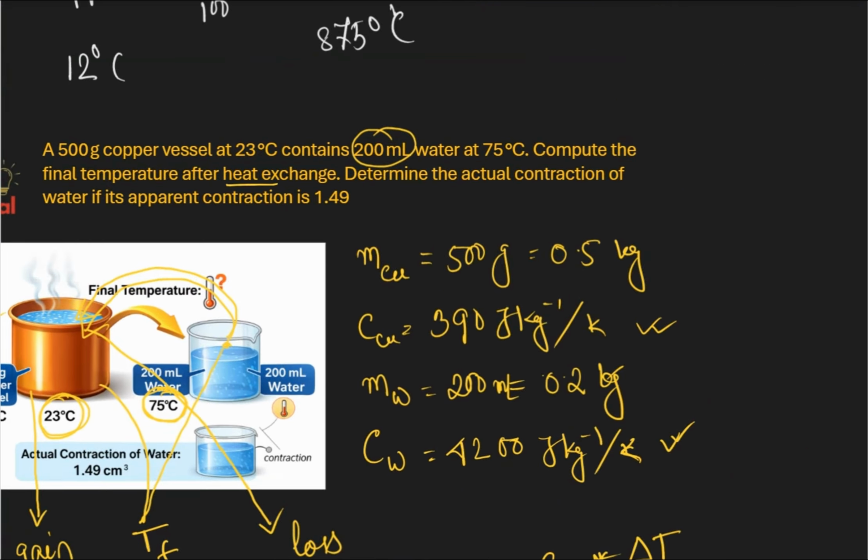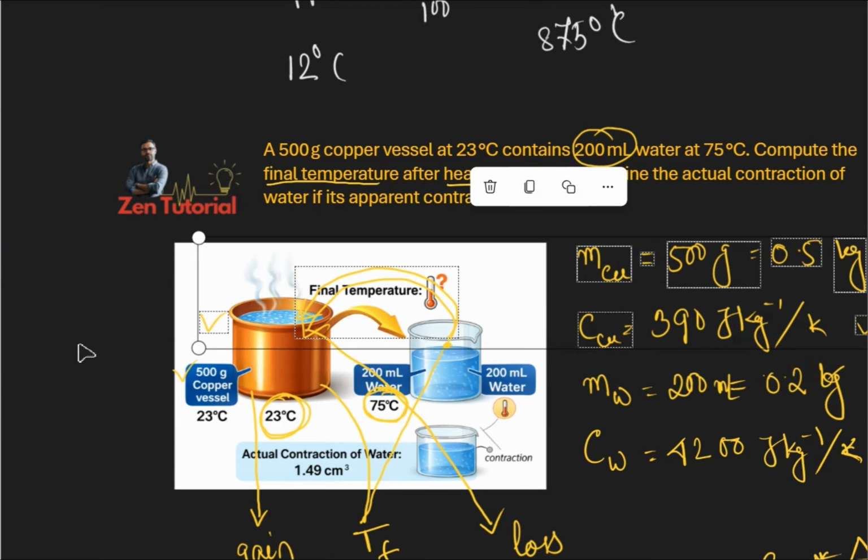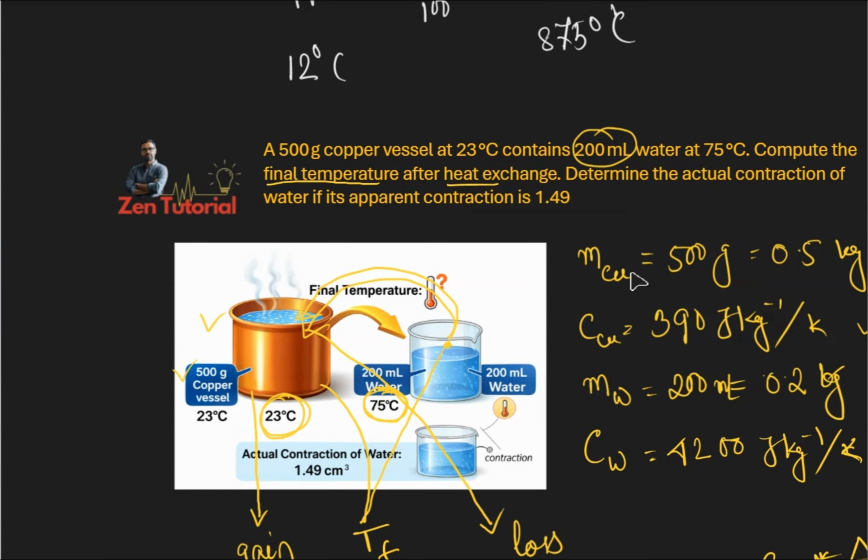So the first part was to compute the final temperature during the heat exchange between the copper vessel and the 75 degrees Celsius of water. And the second part of the question is to determine the actual contraction of water. It appears the contraction is 1.49. So let's solve the problem of the second part.